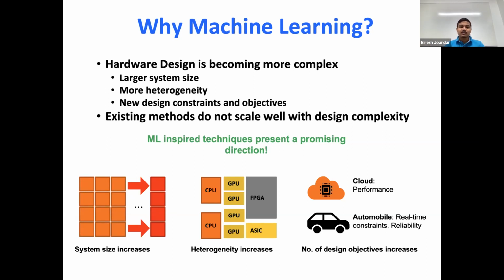And so a combination of all these factors is making our hardware design more complex. And the existing methods do not scale well when the designs become more complex. And here is where machine learning comes into the picture. It allows us to rethink and redesign our design algorithms to get better hardware in less amount of time.